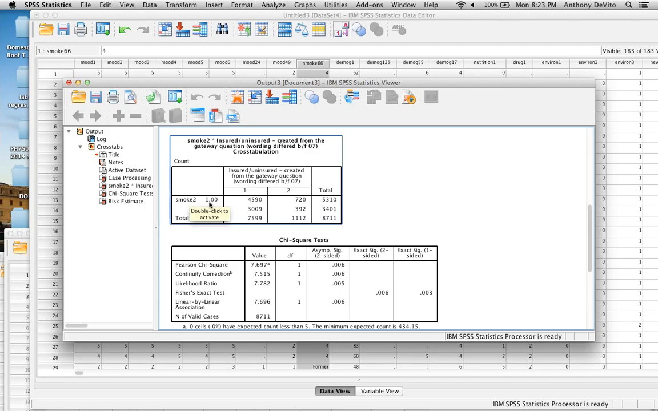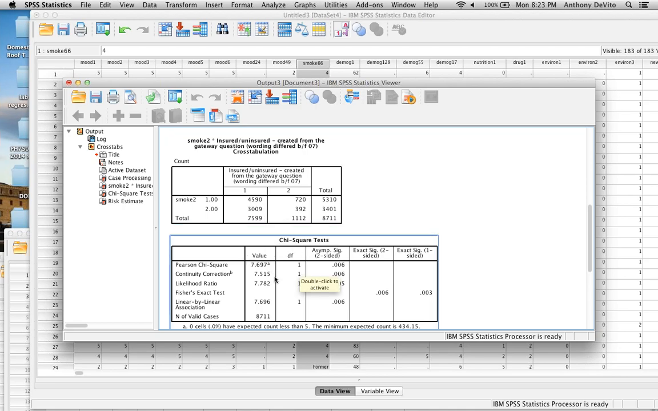The smoking status was 1 and 2, not 1, 2, and 3. Right? I combined the current smokers and former smokers together, and the non-smokers were a separate group. And so I only had 2 rows instead of 3. So now it's 1 degree of freedom instead of 2.